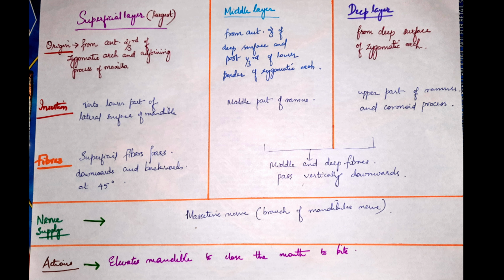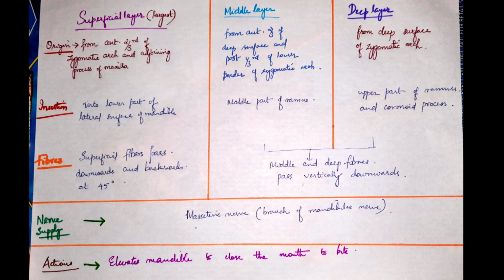The superficial layer is the largest layer. It originates from the anterior two-thirds of zygomatic arch and adjoining process of maxilla, and it gets inserted into the lower part of the lateral surface of the mandible. And the fibers of the superficial layer pass downwards and backwards at 45 degrees.